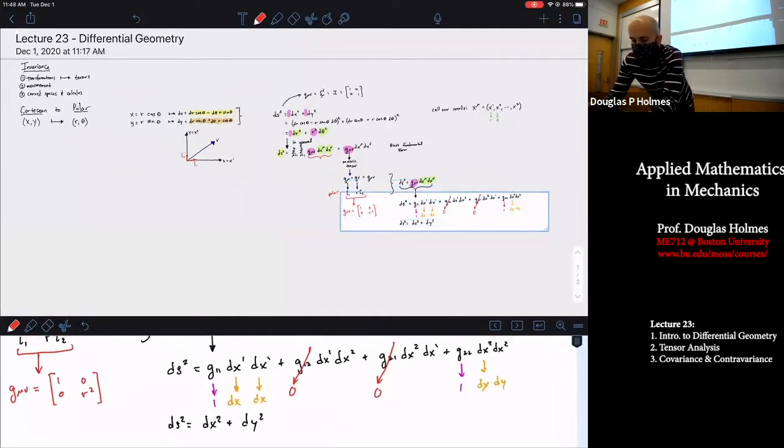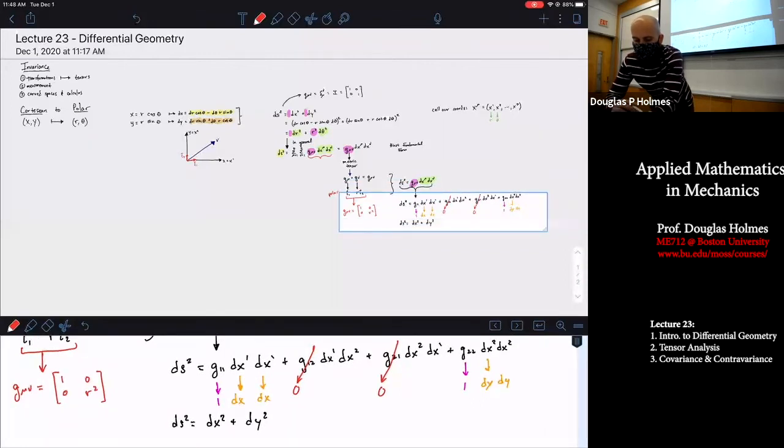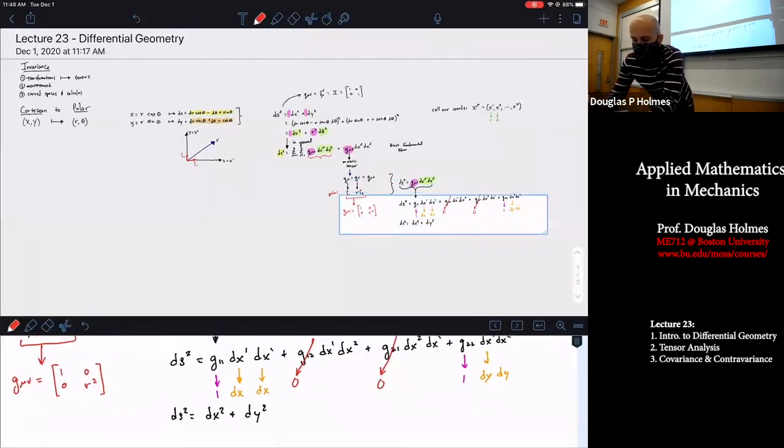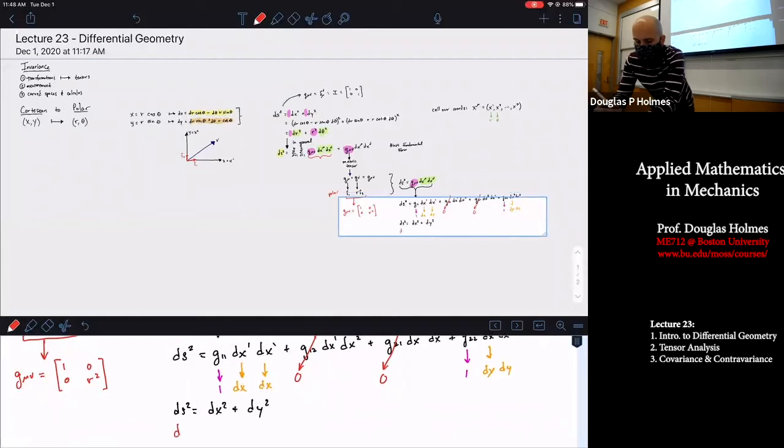And so we can do the same thing. I now have a different metric tensor, which I'm writing in red here. In polar coordinates, the length of my line is going to be G11, which is 1 times dr squared. These are still 0. And then my third term becomes r squared times d theta squared.